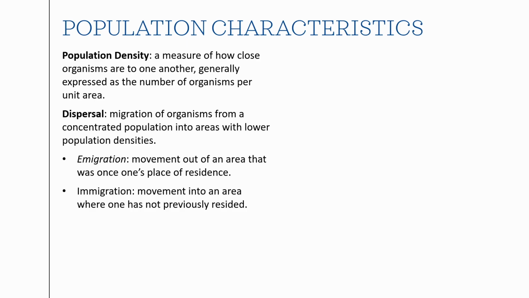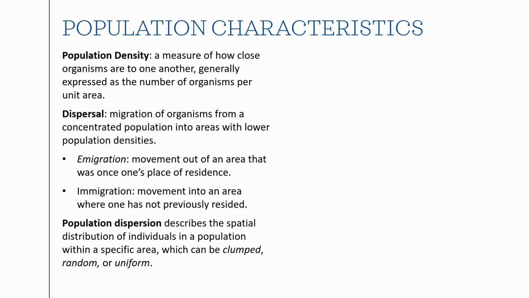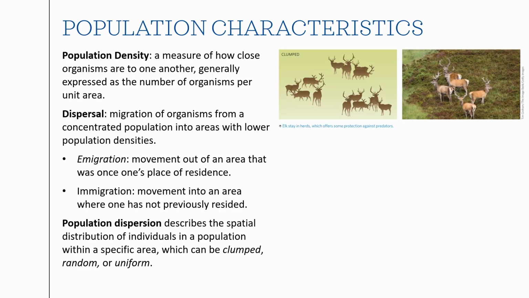And so, the same thing happens in natural populations. We will see that organisms will disperse or migrate where conditions are better. So population dispersion basically has three types, three patterns. A very common one in herding animals is clumps, like these elks here, which of course stay in herds that offer them protection from predators, also some social reinforcement and mating opportunities.